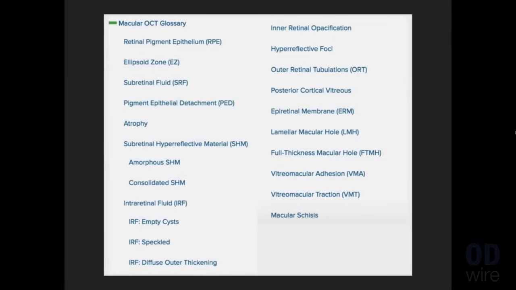Online, I have posted on my website, iCarePD, a macular OCT glossary. And these are some of the terms that you'll find there. What I'd like to do for a few moments is concentrate with you on a couple of the very basic terms, such as subretinal fluid and pigment epithelial detachment, because these 2 terms are going to be of paramount importance for a lot of the outer retinal pathology, specifically choroidal vascular disease. So let's take a look.